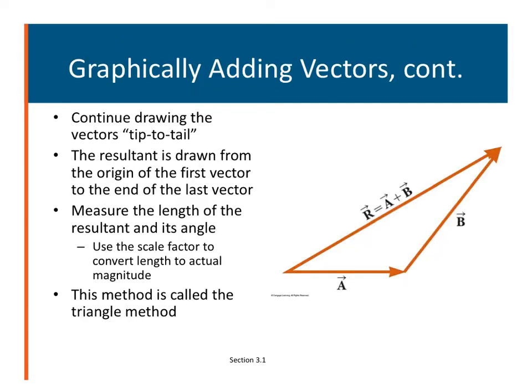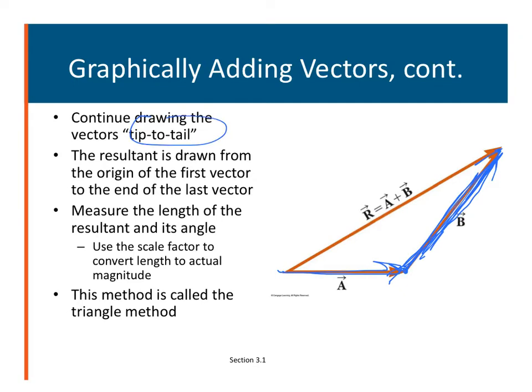Let's say we have this vector A right here. So we're drawing vector A. It's some length. And then we want to add vector B. Well, we're going to start at the tip of vector A and draw vector B. And so we draw A at the magnitude and direction specified, and then we draw B at the magnitude and direction specified from the tip of A. And this is called tip-to-tail method.